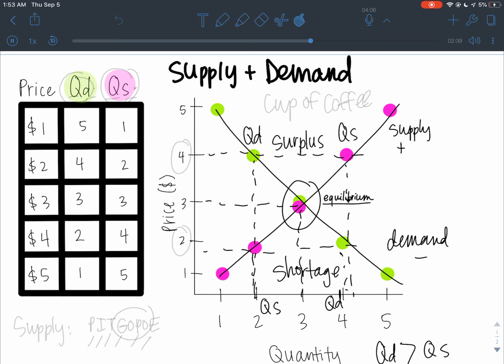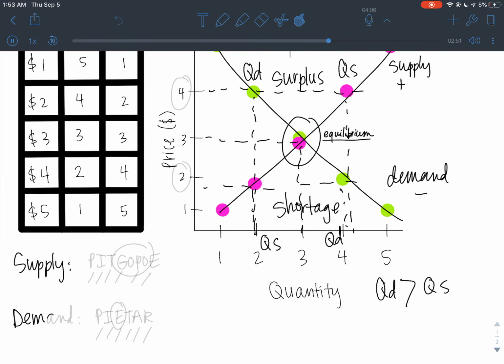However, those don't really shift the actual lines, but there are factors that shift the entire lines. There are supply shifters, and there's demand shifters. So for supply shifters, we use an acronym called PIT GO PO, and that stands for producers, input cost, technological advancements, government and policies, and expectations.